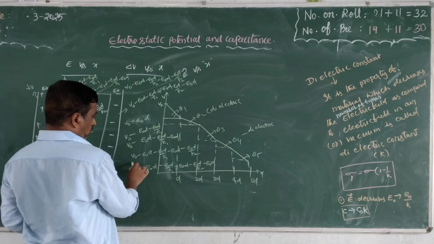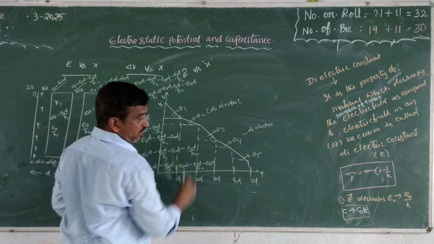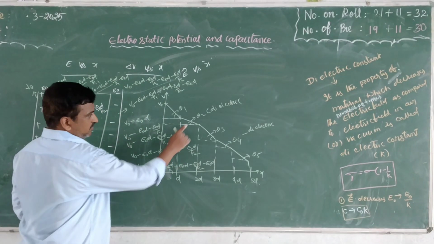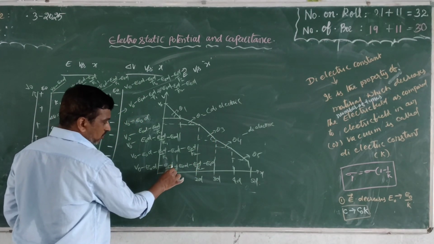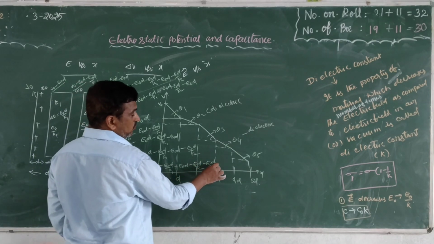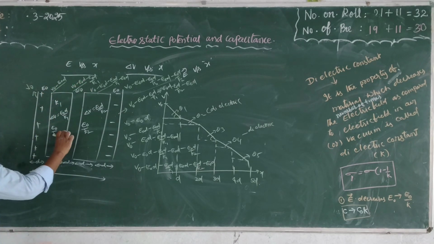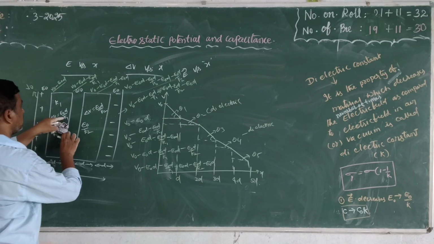See here: V naught minus E naught D, minus E naught D by K1, minus E naught D, minus E naught D by K2. If K1 and K2 are the same, we can take it as K; I will write that later. So V naught minus E naught D minus E naught D by K1 plus E naught D minus E naught D by K2 minus E naught D. Here the potential means this one minus this one minus this one.